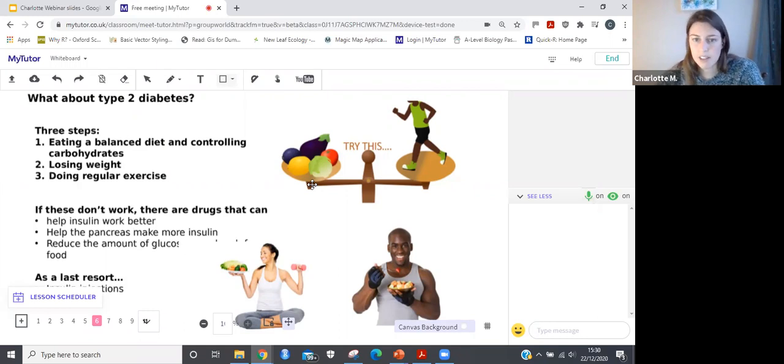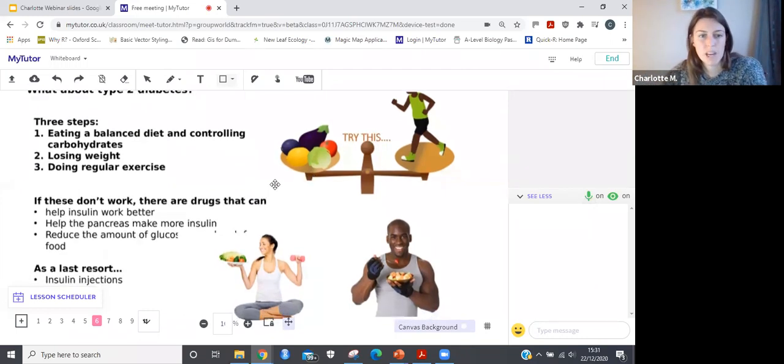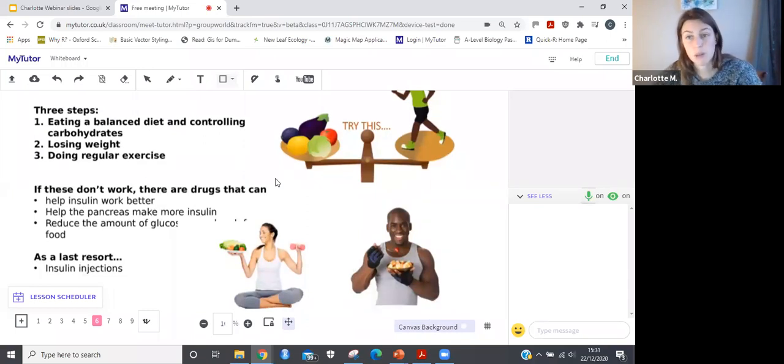If these don't work, and it's quite possible that people might have other conditions that mean that they can't do some of those things, that they can't eat some foods, that they can't do regular exercise, then there are drugs that can help insulin to work better. So if you remember, type 2 diabetes is where the body cells don't recognize the insulin. So the insulin's there, or not being produced very much, but the body cells just don't see it. So you can get drugs that help the insulin to work better and help the pancreas produce more as well. And you can reduce the amount of glucose that's taken up with food. And as a last resort, insulin injections can also be used for those with type 2 diabetes, but you would try the other steps first.